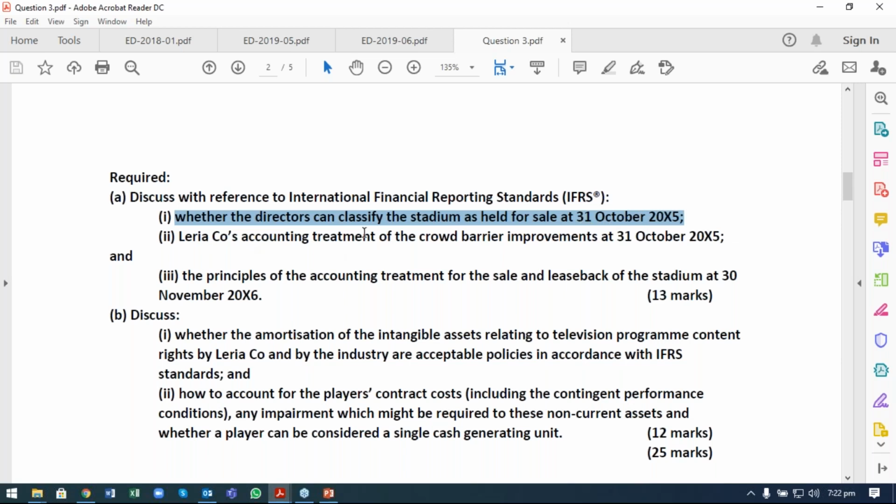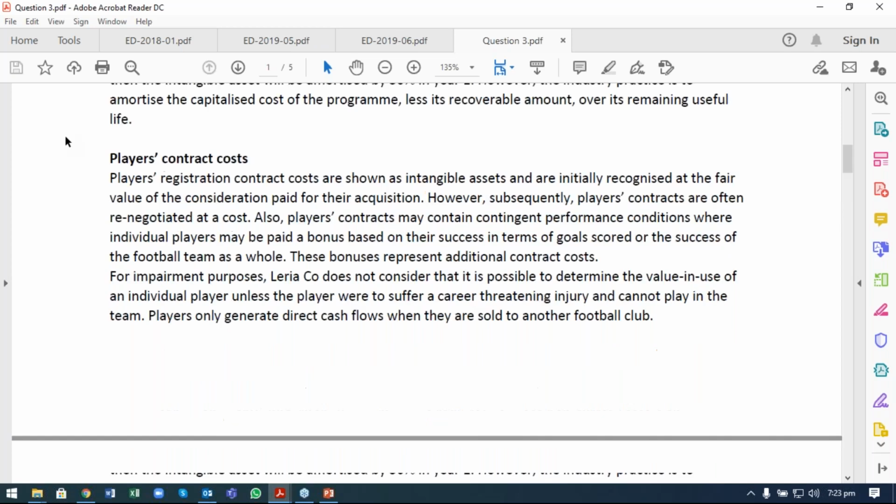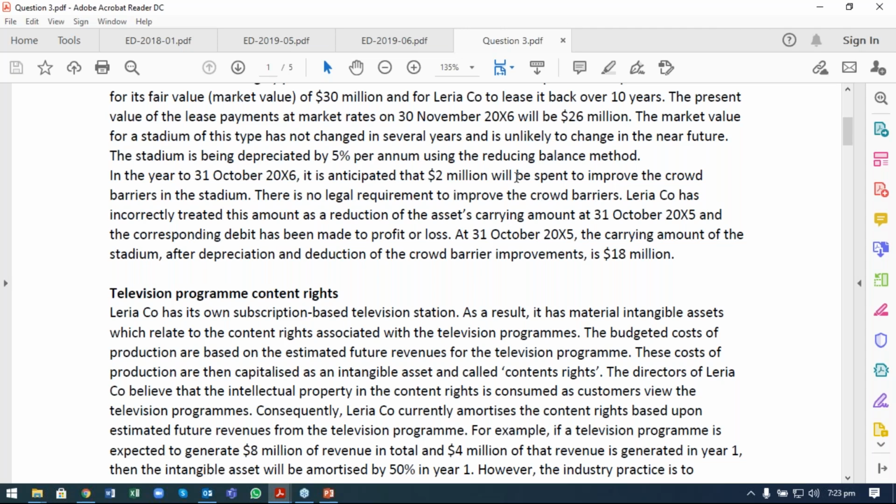Then, the accounting treatment for the crowd barrier improvement by Laria company at 31st December 2005. Laria company had considered the crowd barrier improvement as an impairment. How can you find out that this was considered as impairment? Because Laria company has actually reduced the carrying amount of an asset, considering that this improvement is somehow an impairment to the carrying amount of the stadium.